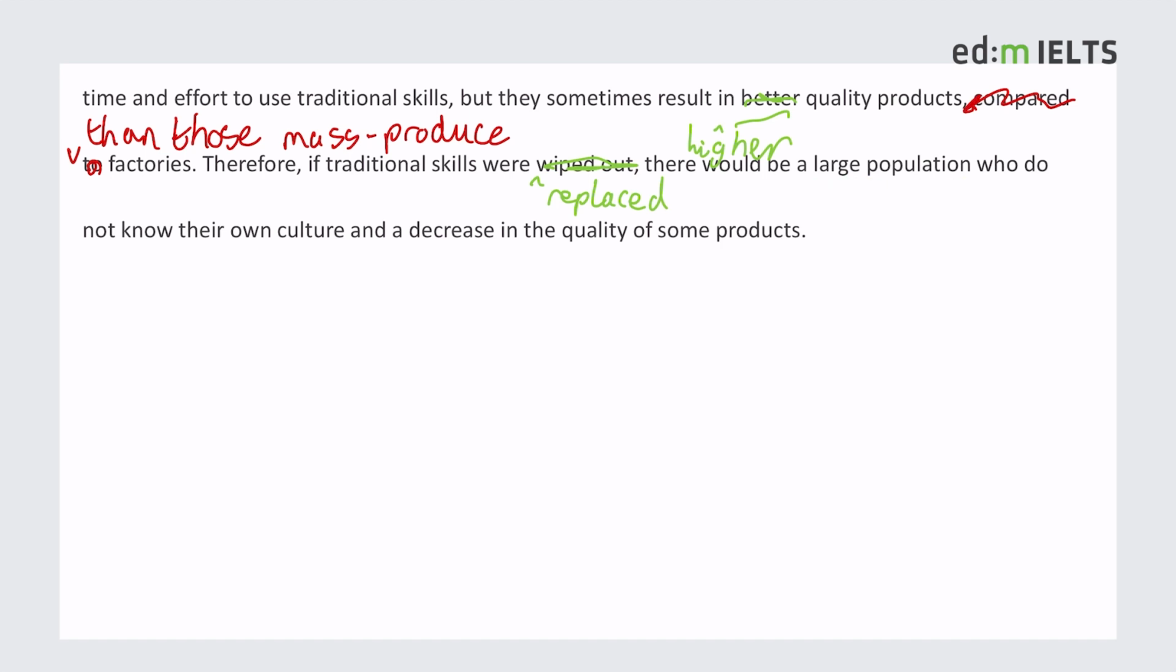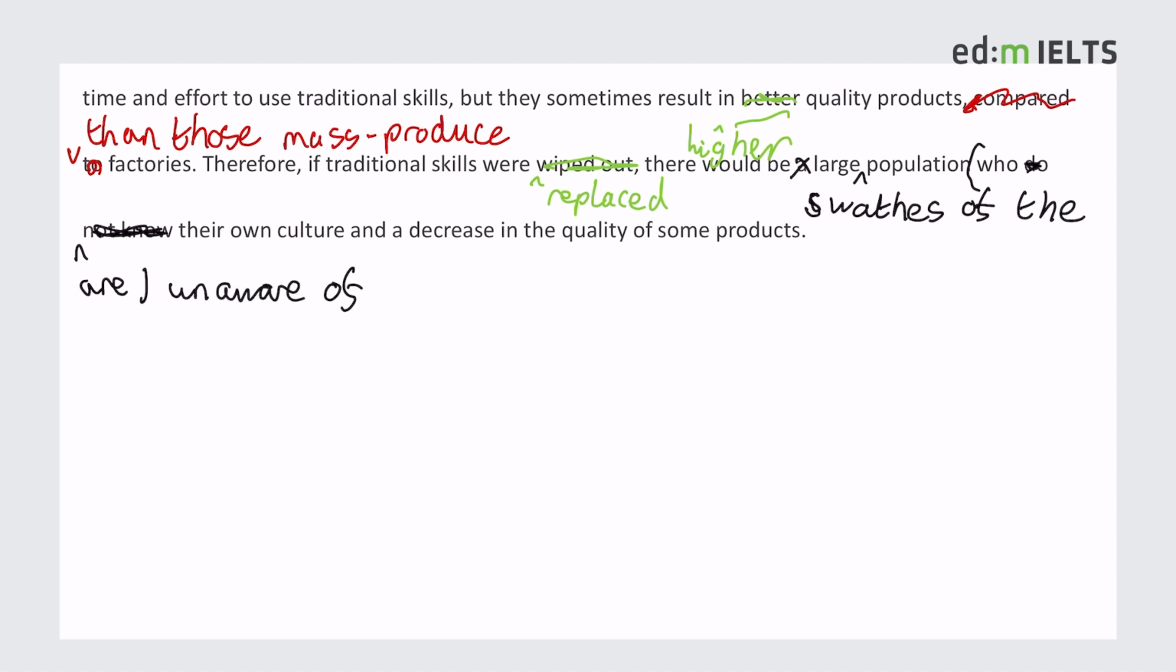A large population, well, a large part of the population. If you say a large population, it's more like for research, like you do drug tests on different populations. I'm going to change it. There would be large swathes, big groups of people, large swathes of the population, parts of the population, who do not know, well, not understand maybe, who are, but I can just skip who are: large swathes of the population unaware of their own culture. And there would also be a decrease in the quality of some products. Yeah. Kimchi was given as an example of certain products.